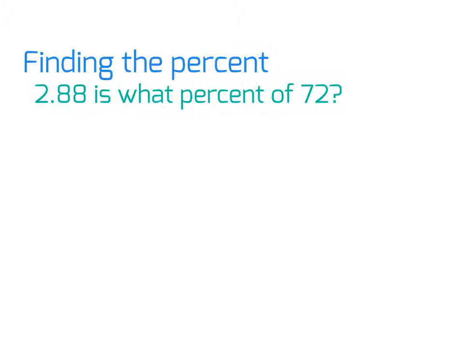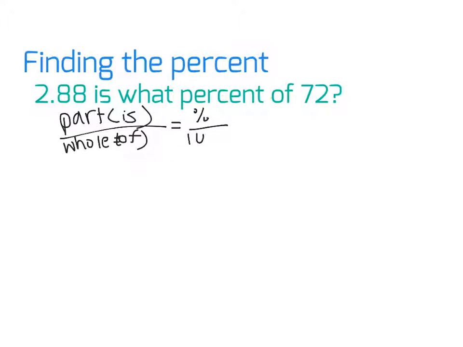So the last type of problem that we're going to find is finding the percent. An example of this could be if I have 2 and 88/100ths is what percent of 72. So I'm going to set this up as a proportion, and just to kind of make myself remember, and it's good practice, I'm going to do the part, which can be represented by the word is, over the whole, which can be represented by the word of, is equal to my percent over 100.